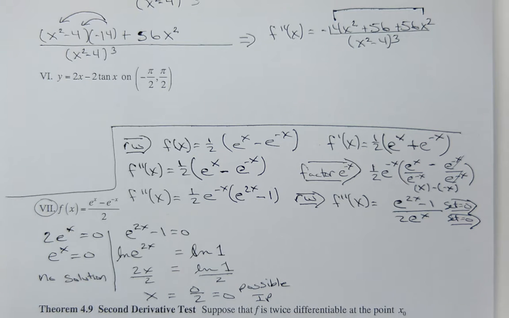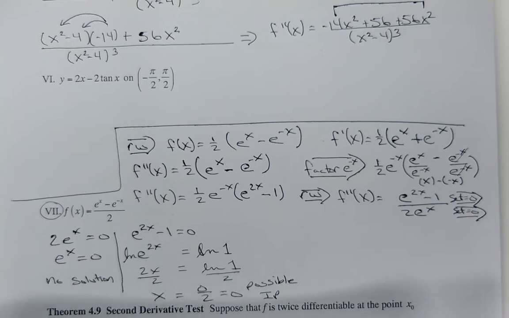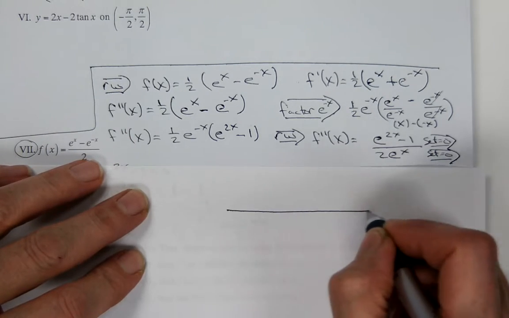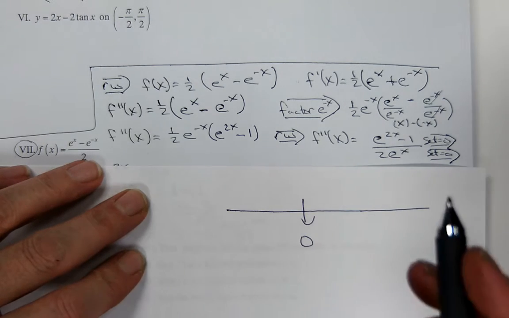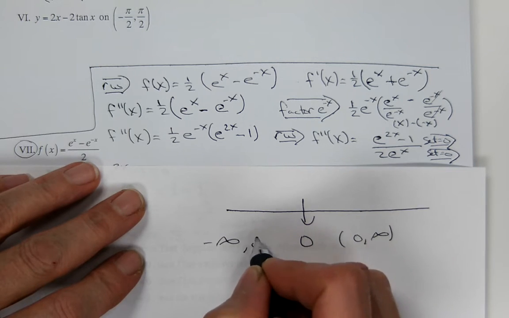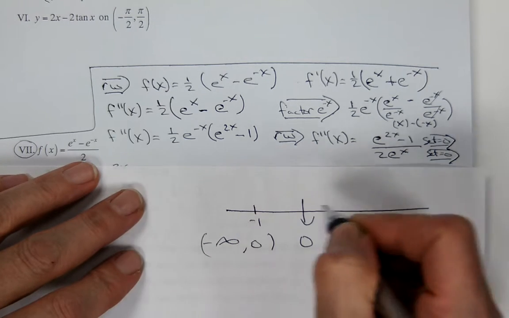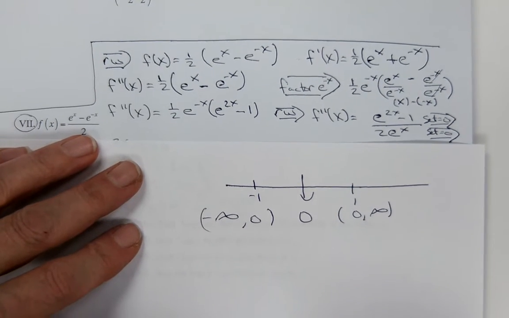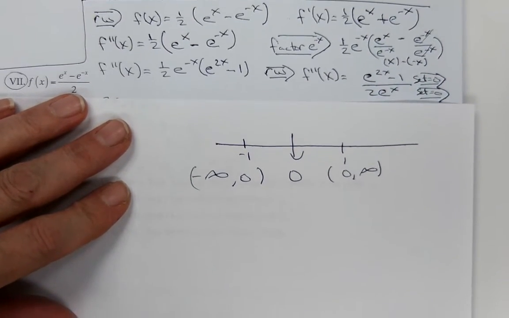I will not know if it's an actual inflection point until I test the concavity. It has to change on either side of it. So let me move up. Let me keep my second derivative in sight there, because now we're going to do our number line. We have a possible inflection point at 0. So we're going 0 to infinity on the right, and negative infinity to 0 on the left. And we can test negative 1 and 1. Choose easy values, you might as well. We're testing those in the second derivative.